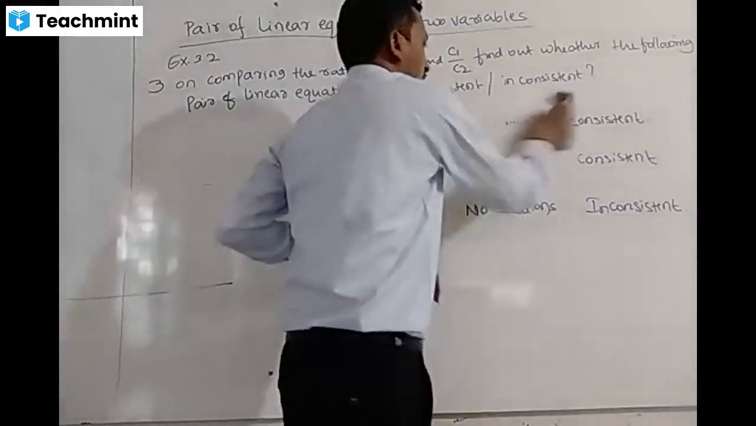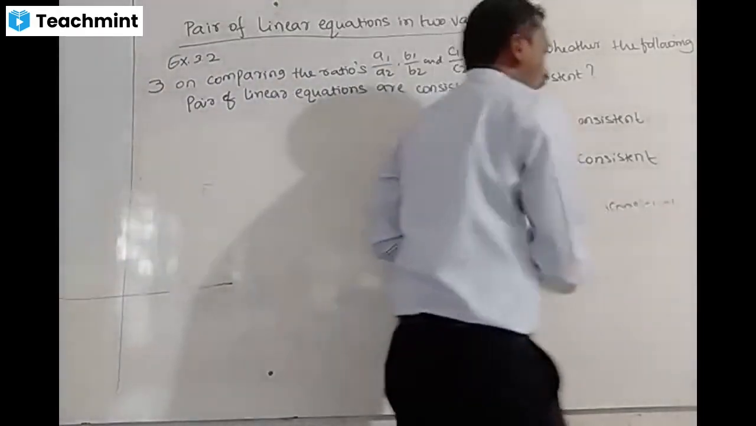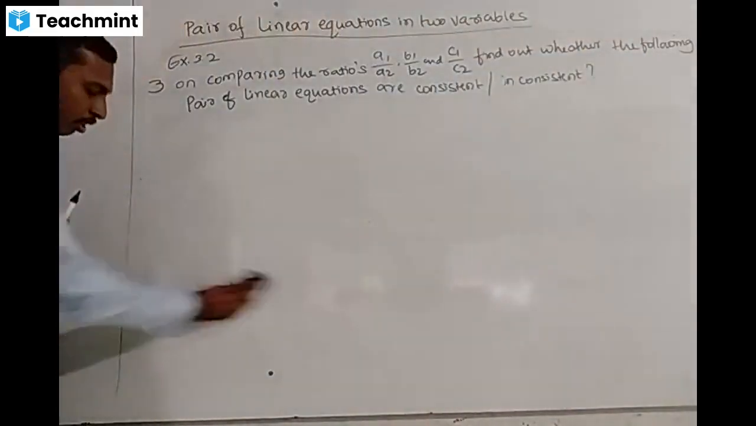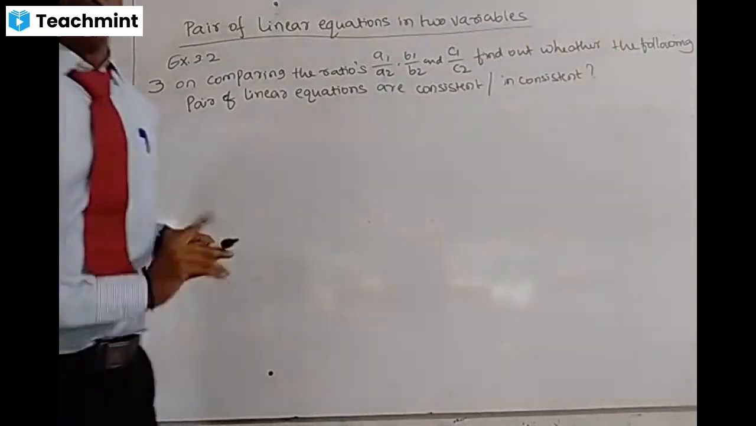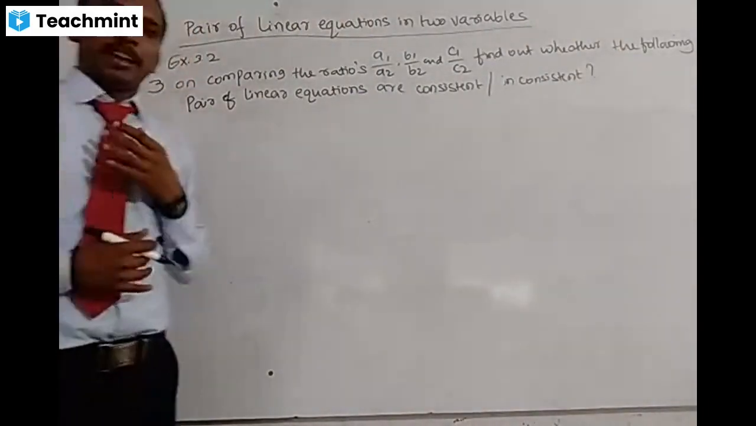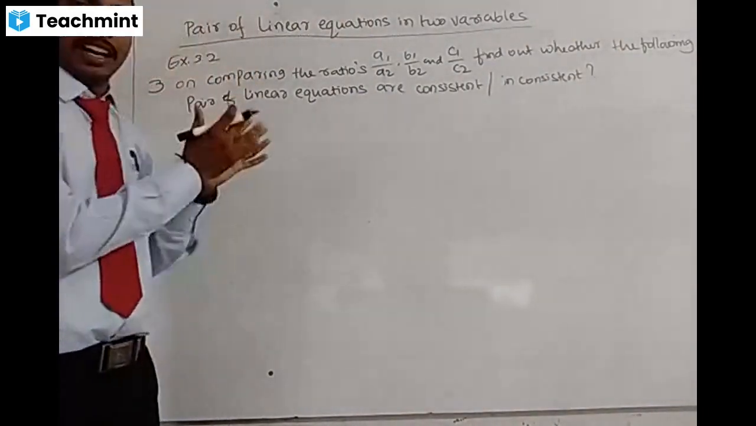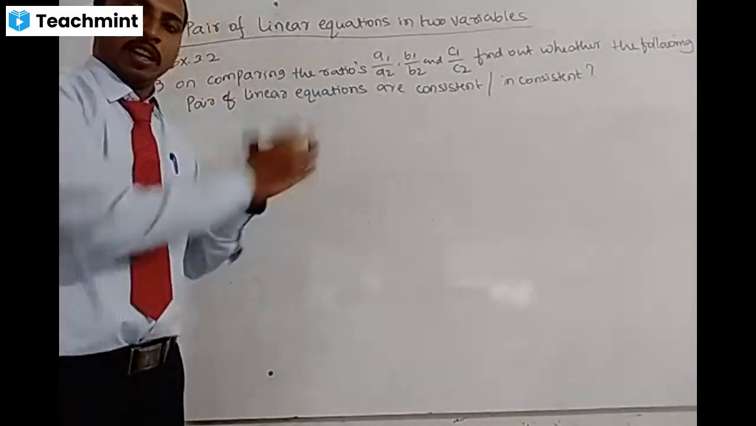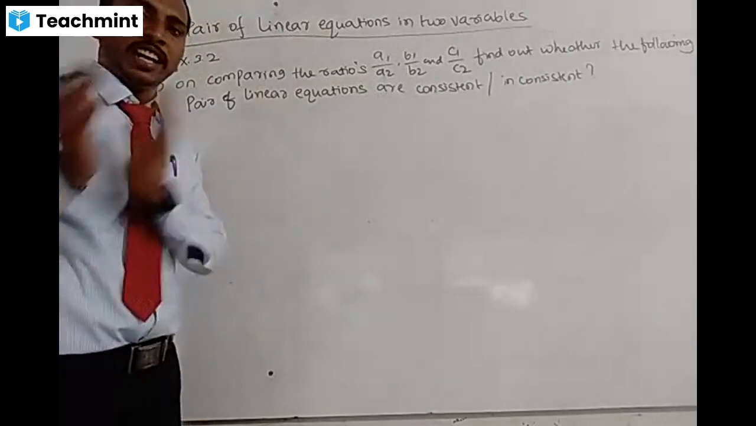Students, you need to keep this in mind all the time. For a pair of linear equations, by looking at the ratios, you need to tell which lines the equations represent: parallel, intersecting or coincident lines, then what about their solutions, and whether they are consistent or inconsistent.